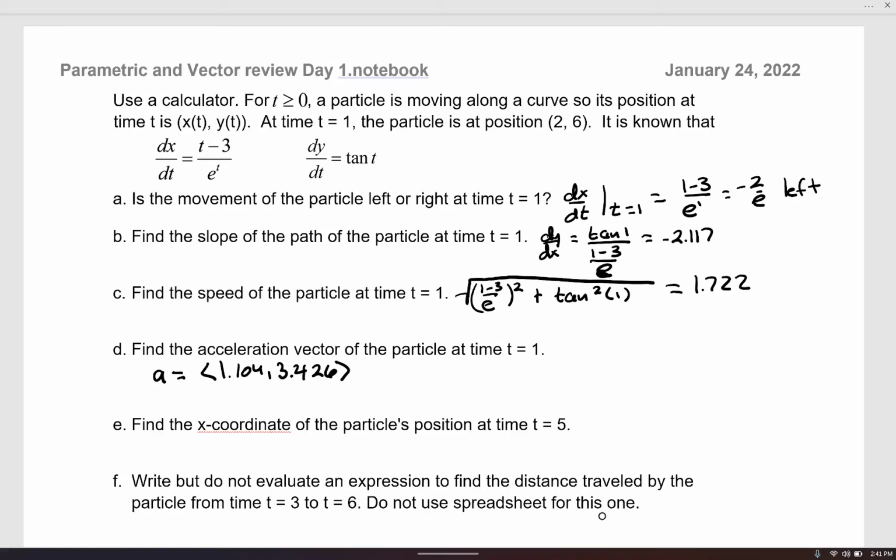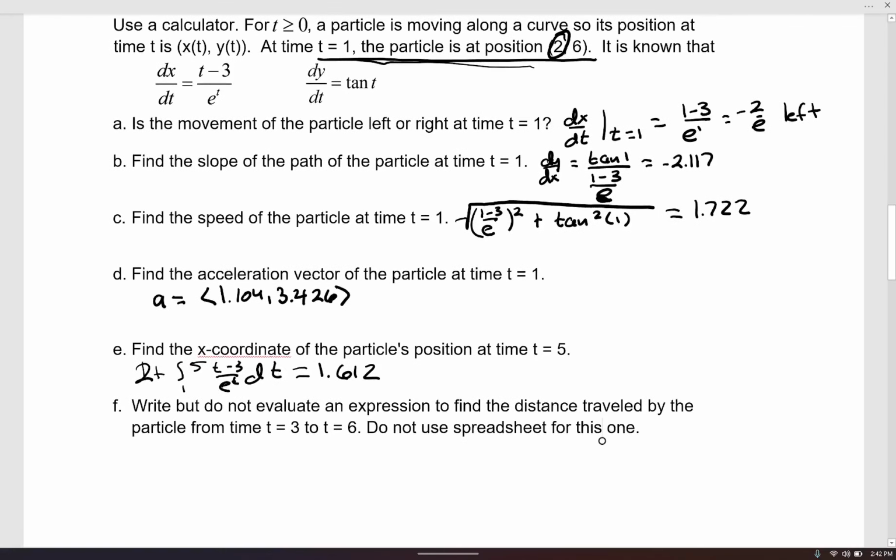Find the x-coordinate of the particle's position at time t equals 5. Well, we know where it is at 1. So we have 1 plus the integral from 1 to 5 of, let's see, what do we find? The x-coordinate. So that's going to be t minus 3 over e to the t dt. No, not 1. Where'd I get 1 from? 2 right there. 2 plus that, which is 1.612.